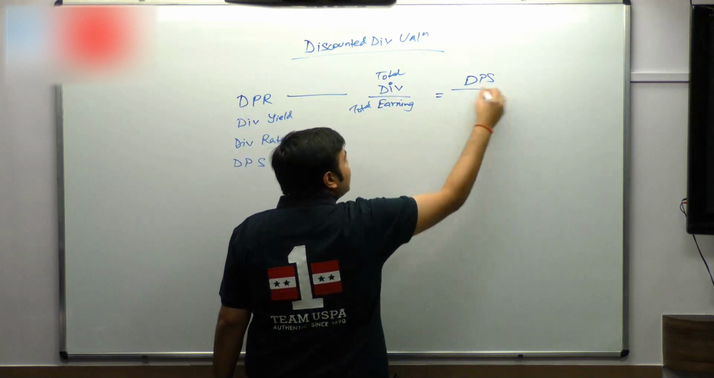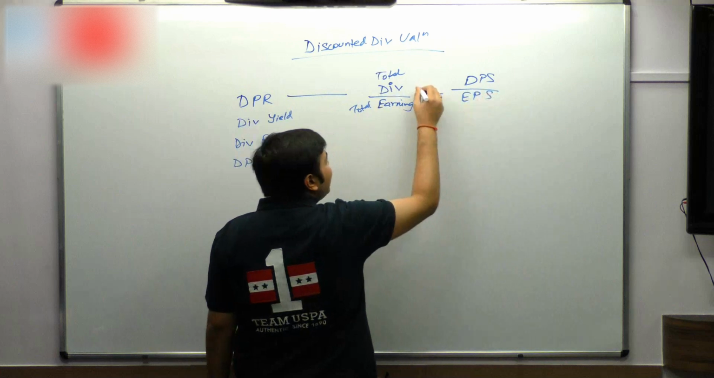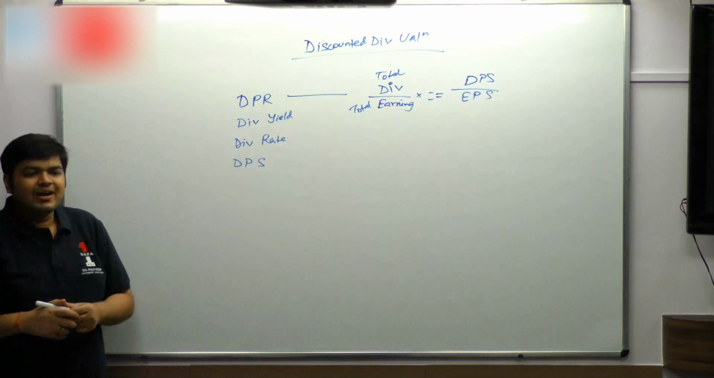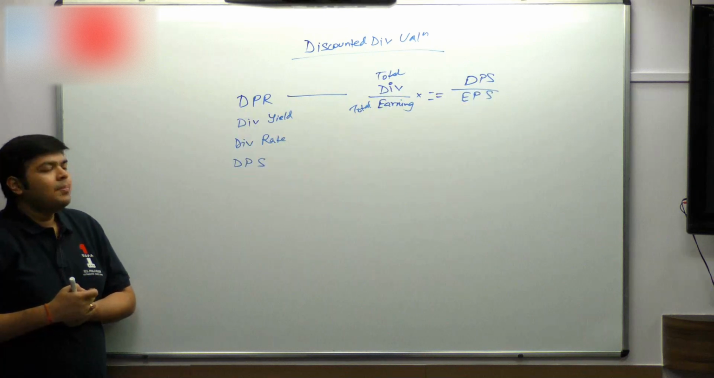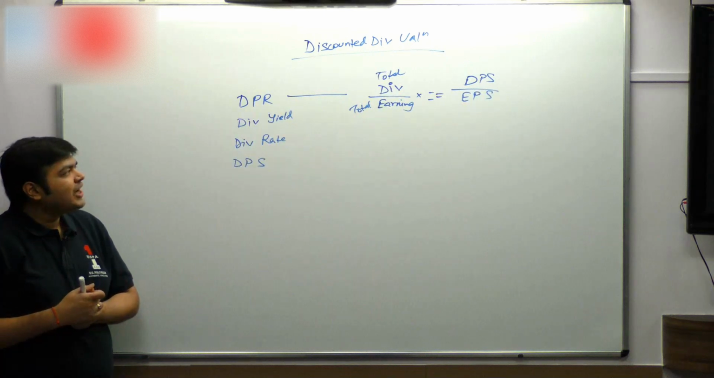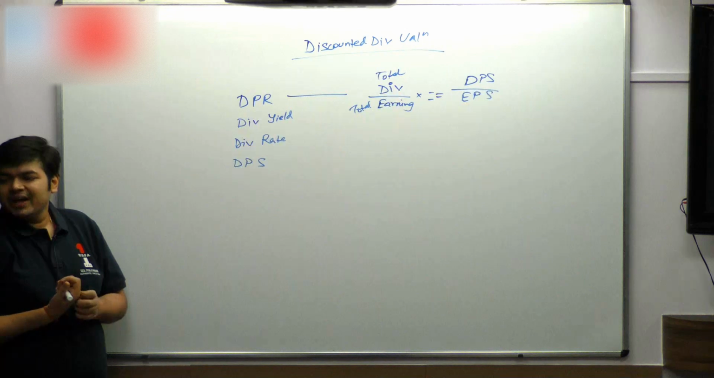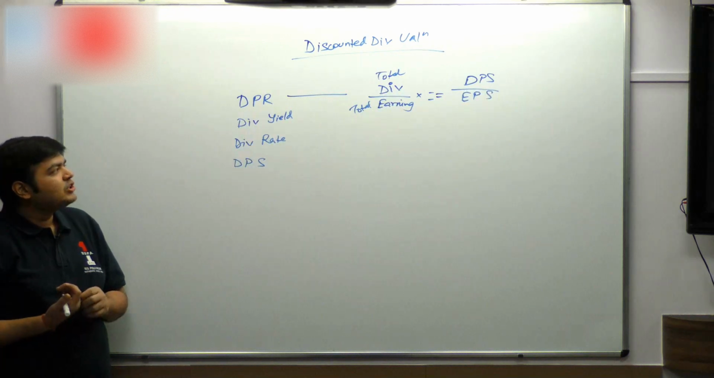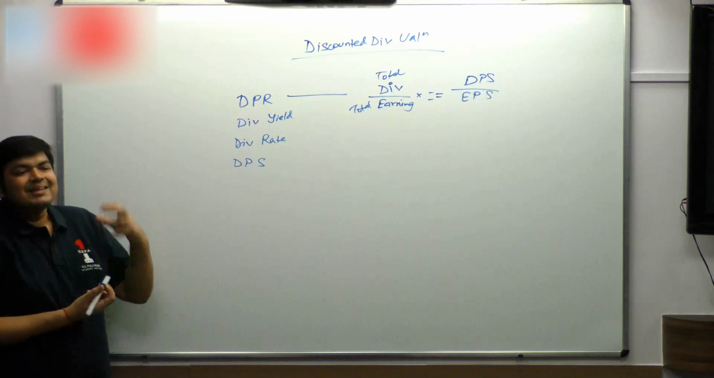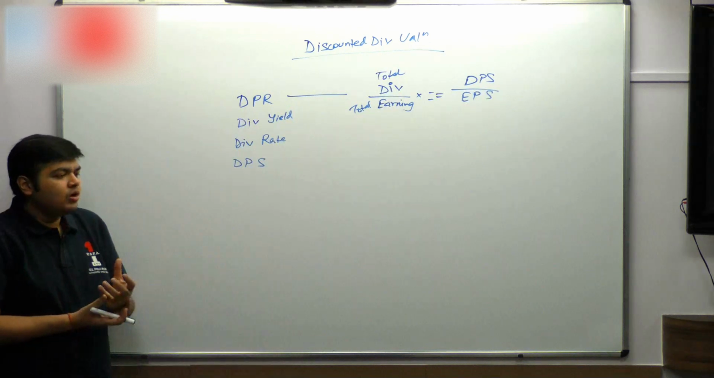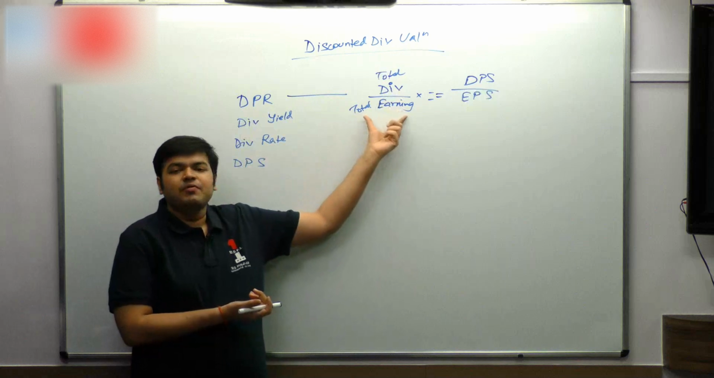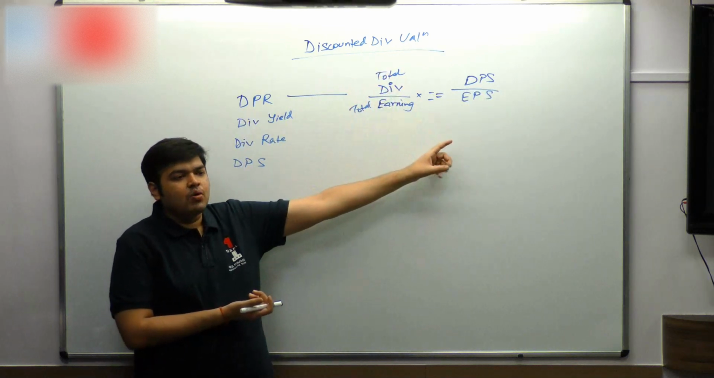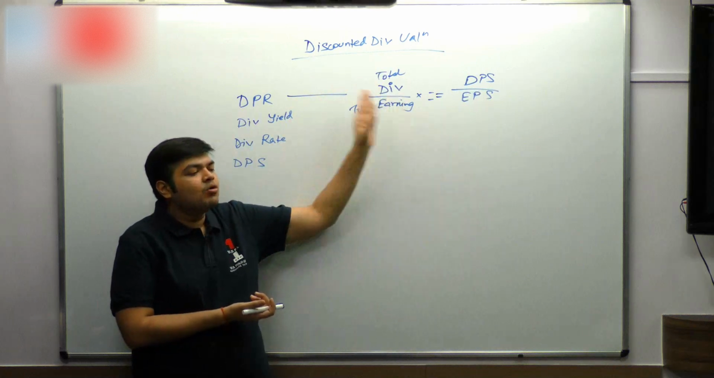dividend per share divided by earnings per share, dividing both the numerator and the denominator by the number of shares. We get dividend per share divided by earnings per share. So dividend payout ratio is the proportion of earnings that is being paid out to the shareholders. Out of the total earnings available for the shareholders, what proportion of it is being paid out to the equity shareholders is the dividend payout ratio.